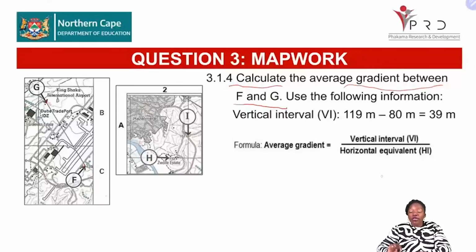Then our formula for calculating the gradient is vertical interval, which is the VI, over horizontal equivalent, which is the HE. Your vertical interval is the height, and the examiner already did it for you. Your horizontal equivalent, remember, is your distance. So I'm going to give you 5 minutes to work on this calculation, and after 5 minutes we will proceed to the solution.